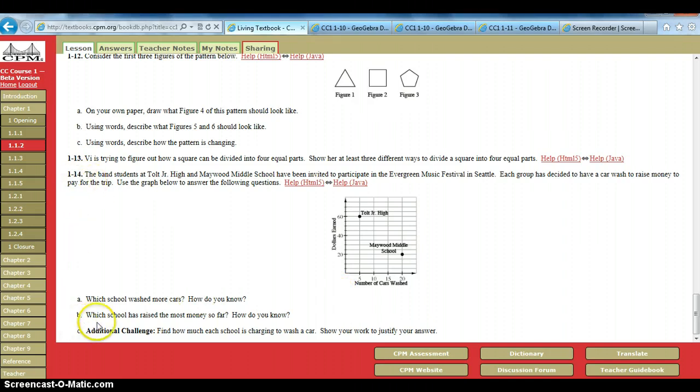1.1.4B reads, which school has raised the most money so far? How do you know? And part C says, for an additional challenge, find how much each school is charging to wash a car. Show your work to justify your answer. Again, if you need any additional assistance, you can always use the help option. But until then, that would be the homework walkthrough for lesson 1.1.2.